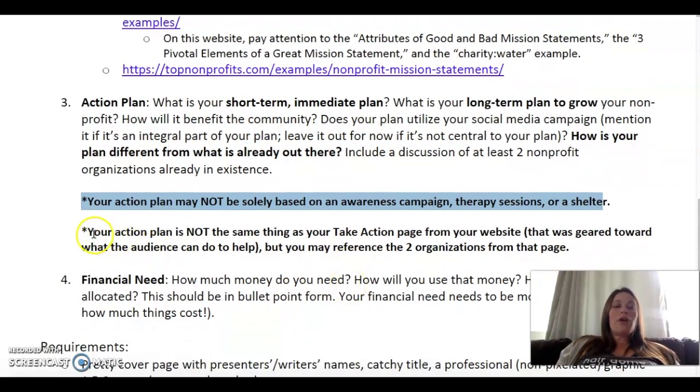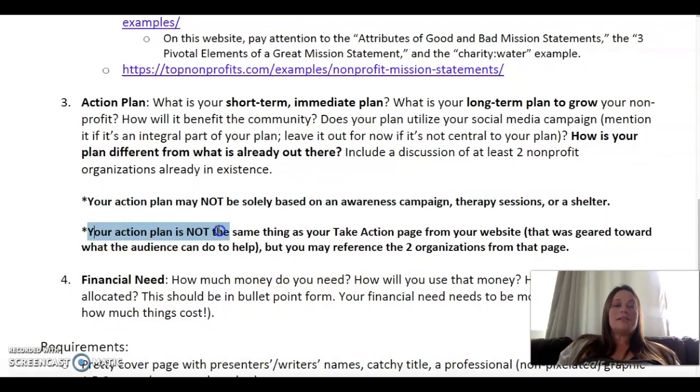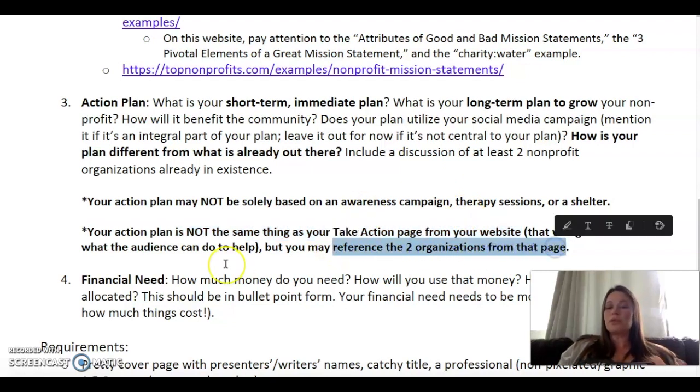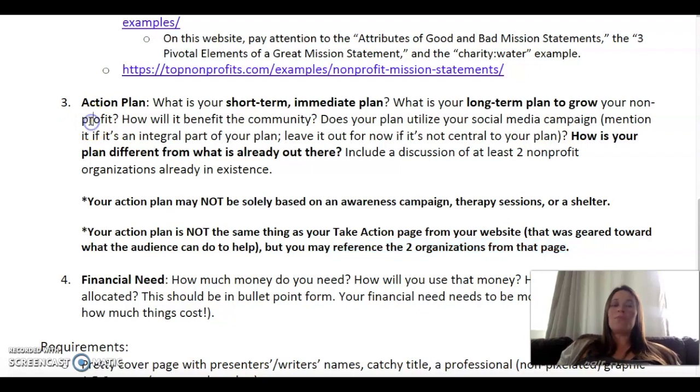And then also remember, your action plan is not the same thing as your Take Action page from your website. On your website, your Take Action page was geared towards what the audience can do to help, okay? Now in your action plan, you're identifying what you plan to do to help, okay? However, you can reference the same 2 organizations from that page. So that's the one piece you can totally take. All right. Okay, so that's the action plan. This, by the way, this action plan should probably make up the bulk of your proposal paper, okay?